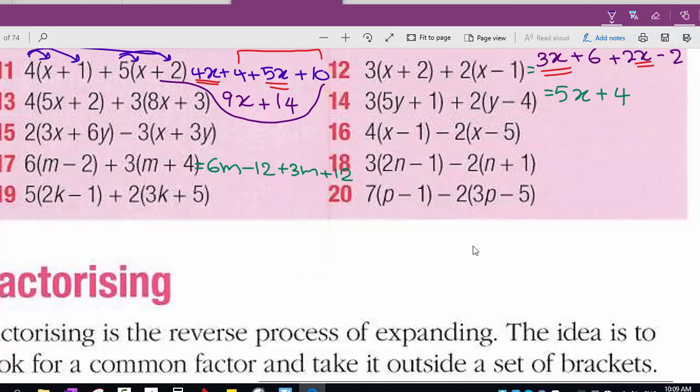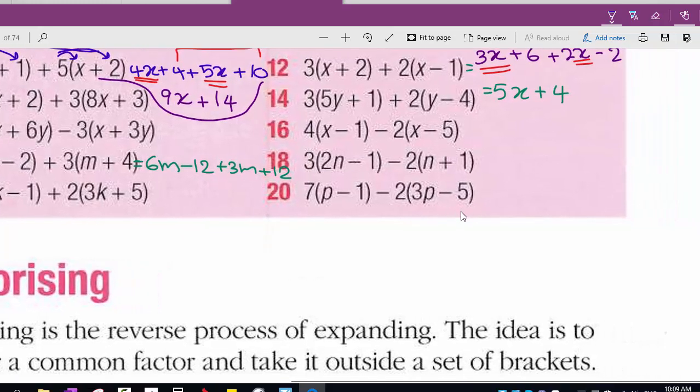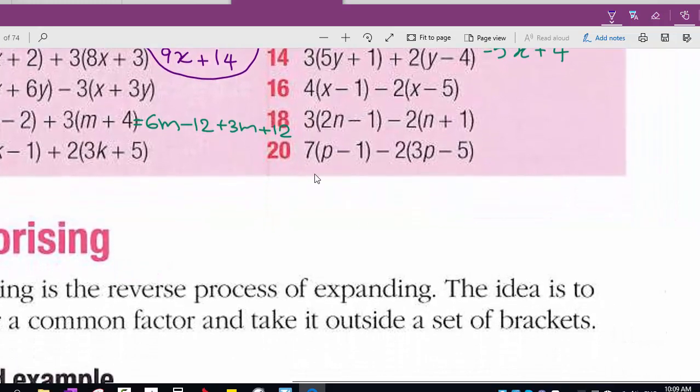Let's do one more question, question 20, because here is a negative. So let's see how we deal with such negatives. Question 20, 7 times p will be 7p. 7 times negative 1 is negative 7. Look, negative 2 should be multiplied by 3p and by negative 5. Negative 2 times 3p, that gives negative 6p.